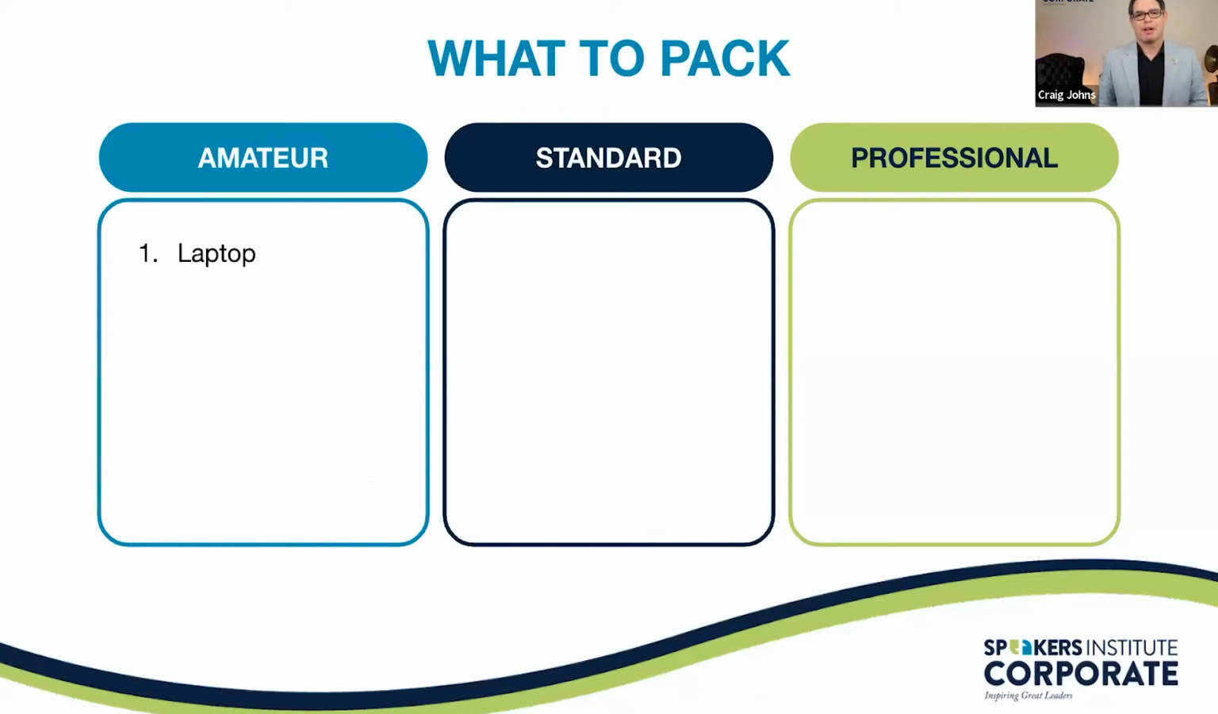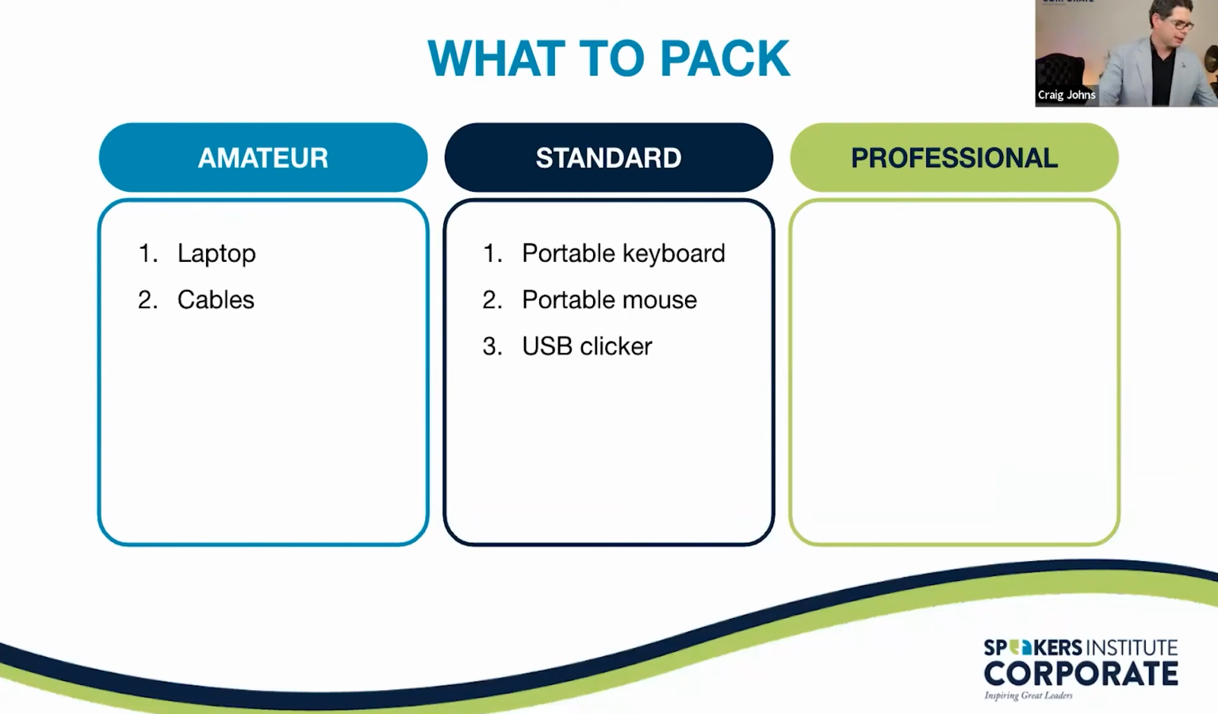Okay, so first one here is laptop, obviously, and cables. I'll delve into what cables shortly. Standard, we then go into using a portable keyboard. I always carry a portable keyboard, especially with a laptop, because it means I can raise the laptop up if I'm just using the camera off the laptop, and I can also position it closer to the DSLR camera when I'm traveling. Portable mouse, obviously wireless makes sense. USB clicker if you are presenting, make sure you got one of those handy and the batteries are charged. External hard drive, obviously, SD cards, really important.